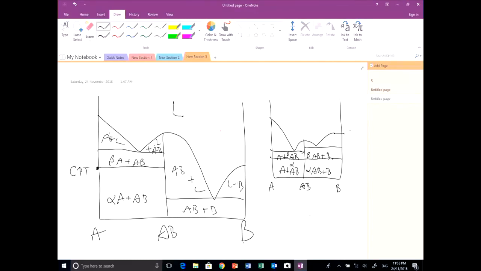Okay, so this is a crystallographic phase transformation. So now we've got eutectic, peritectic, eutectoid, peritectoid, melting point, crystallographic phase transformation. 6 invariant points.